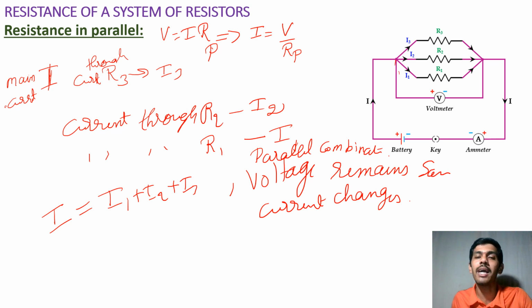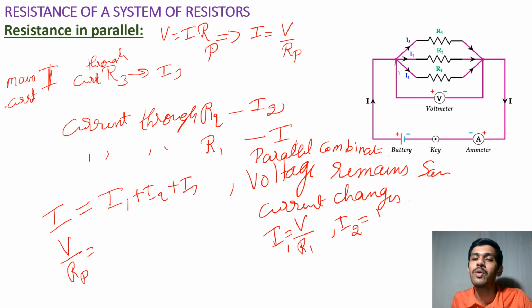So now apply Ohm's law here. I is nothing but V by Rp. We have already written V by Rp equal to I1. I1 is nothing but V by R1, since V is the same. Similarly, I2 is equal to V by R2, and I3 is equal to V by R3.